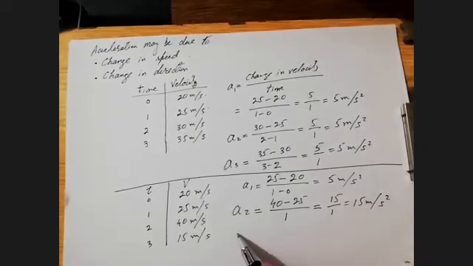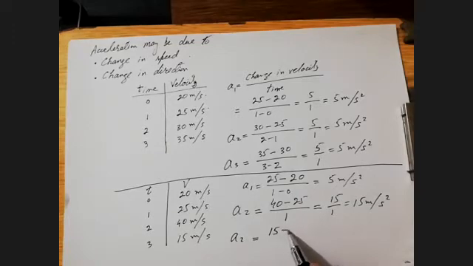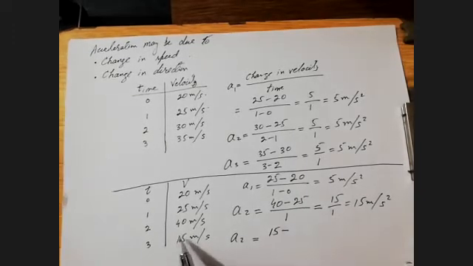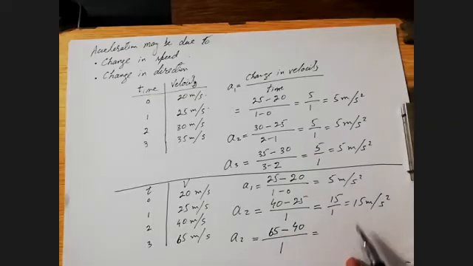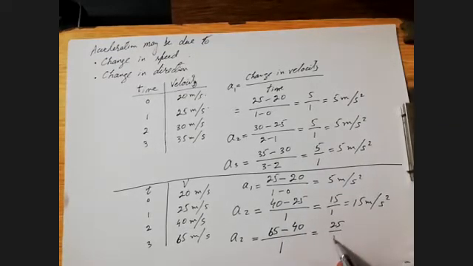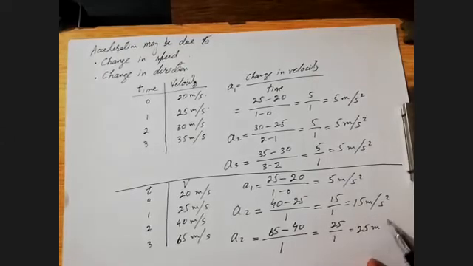In the same way, if I am checking for the third interval of time, the final velocity is 15 and the initial, okay, instead of taking 15, I am taking it 65, please. 65 minus 40 over the change in time, 3 minus 2, again 1. So 65 minus 40 is 25. 25 over 1 is equal to 25 meter per second square.